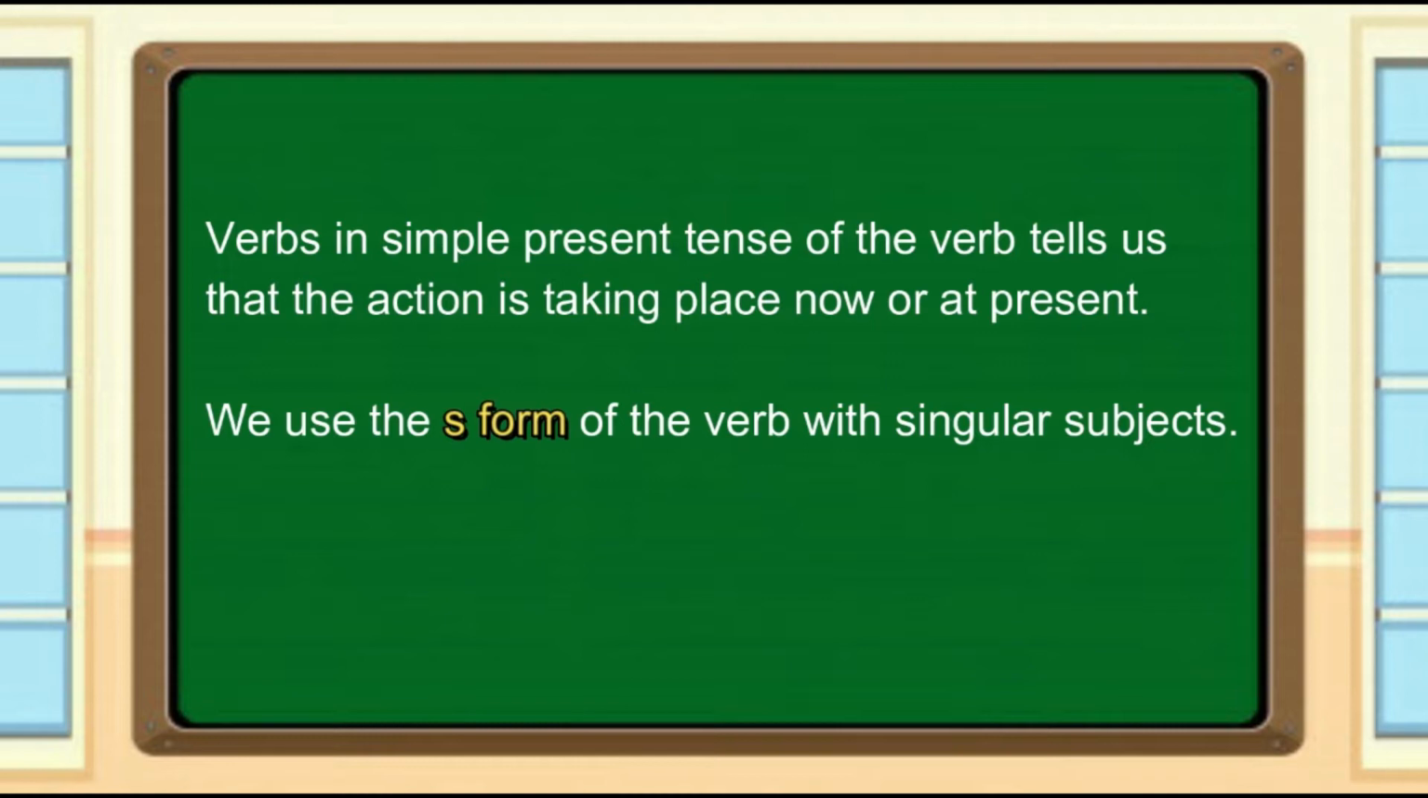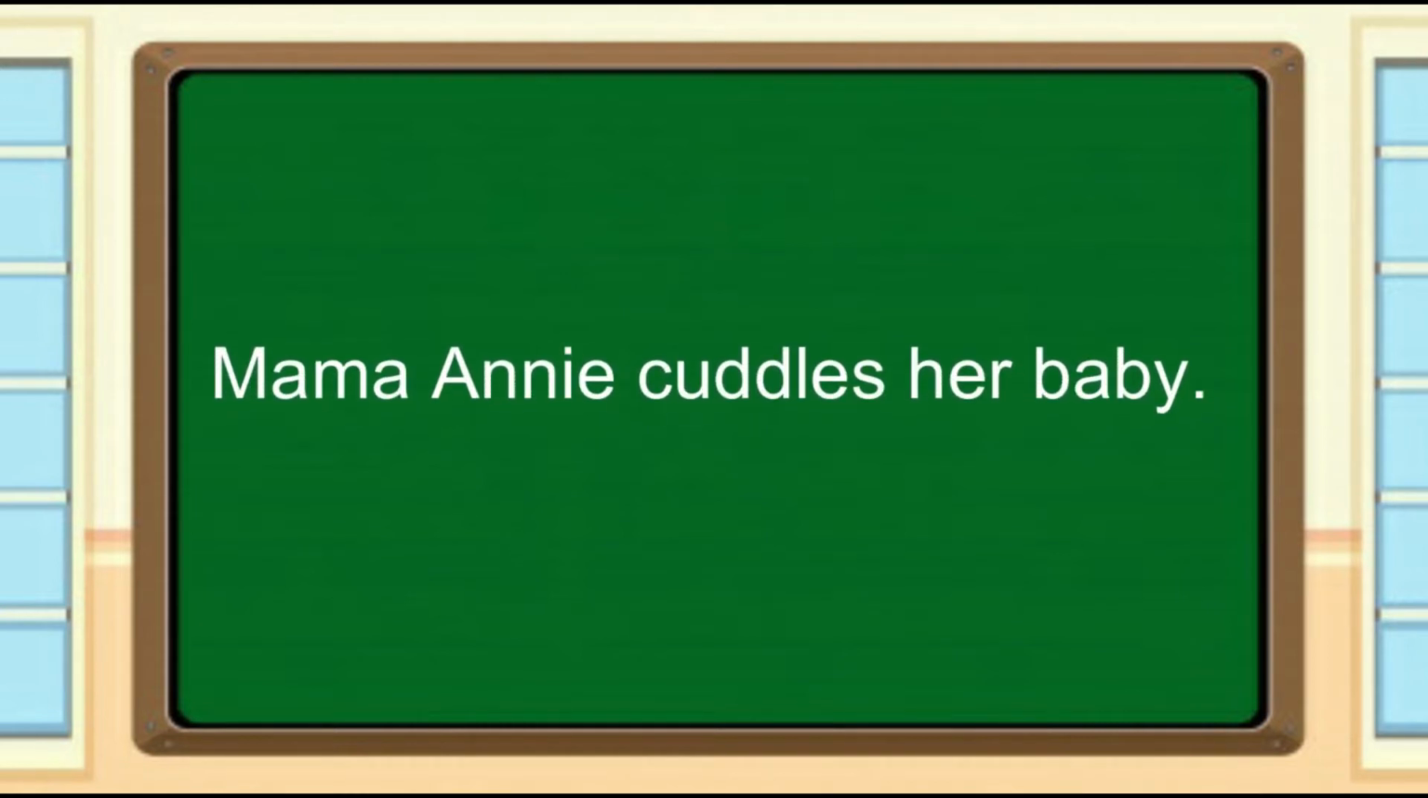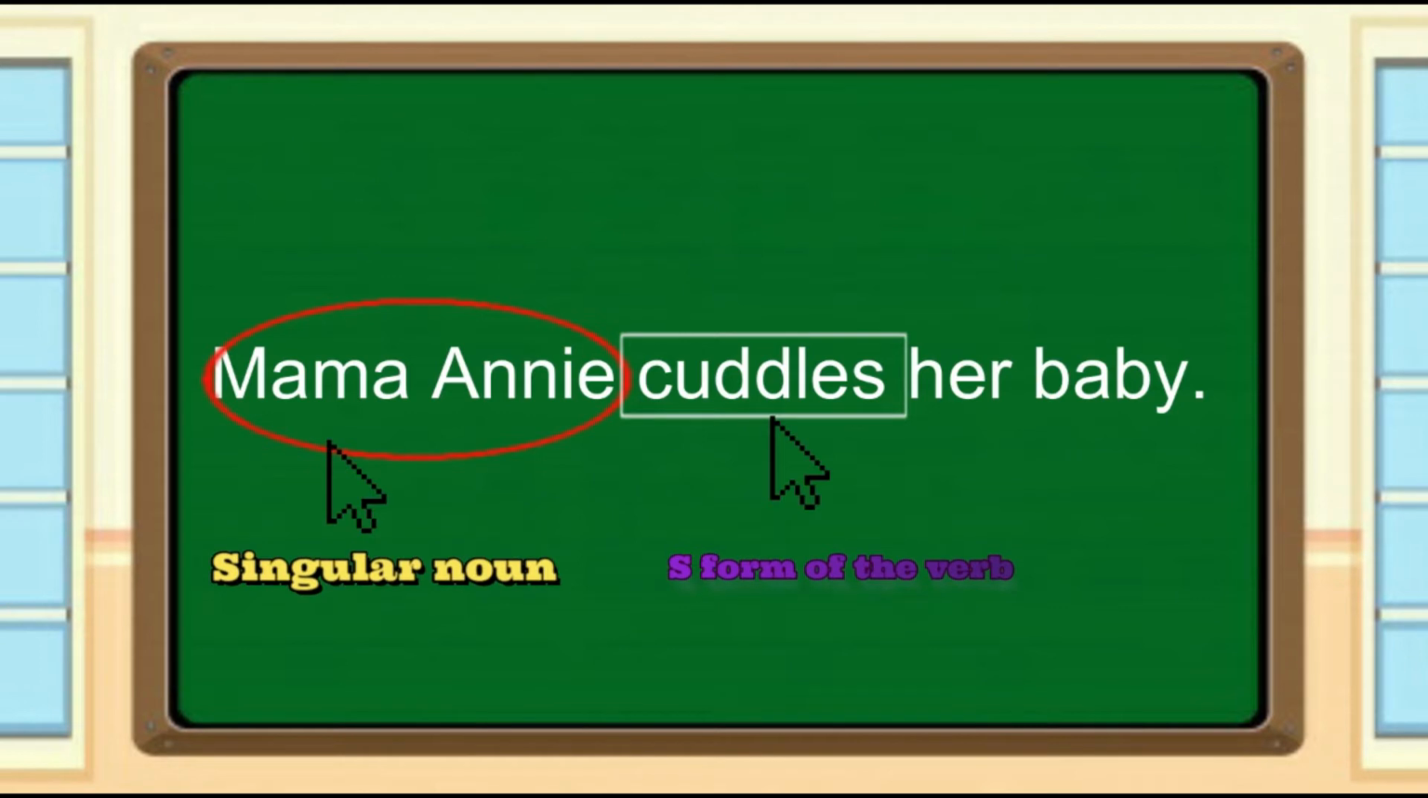We use the S form of the verb with singular subjects. Read this sentence. Mama Annie cuddles her baby. Mama Annie is a singular noun. That means there is just one Mama Annie. Therefore, we need a singular verb. Remember that a singular verb has a letter S in the end. So we will say, Mama Annie cuddles her baby.